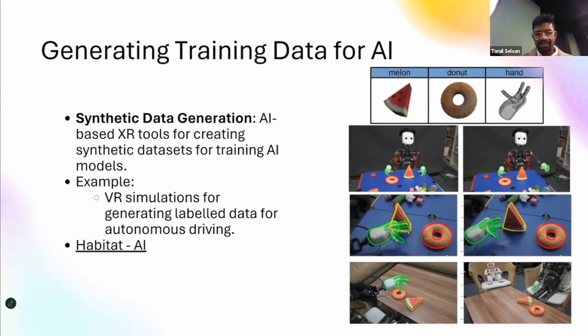The second part is generating training data. Generating training data is a very hectic task for anyone who knows how to create a dataset. So we can use XR space to create synthetic data and use that data to train a model.